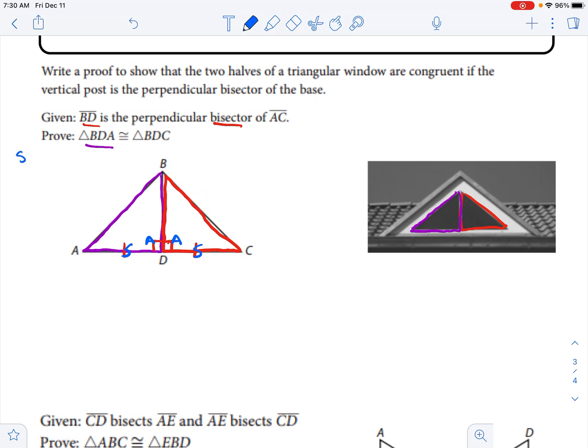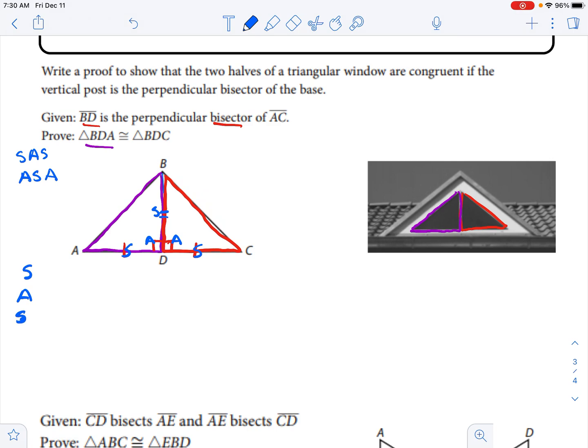Right now we have these two, side angle side or angle side angle. Well, do I have another side or angle that's congruent? If I look at this middle one, BD is congruent to BD. So this side would be congruent. So that would be a side. And so we look at it, we have SAS. So I kind of write it out this way.